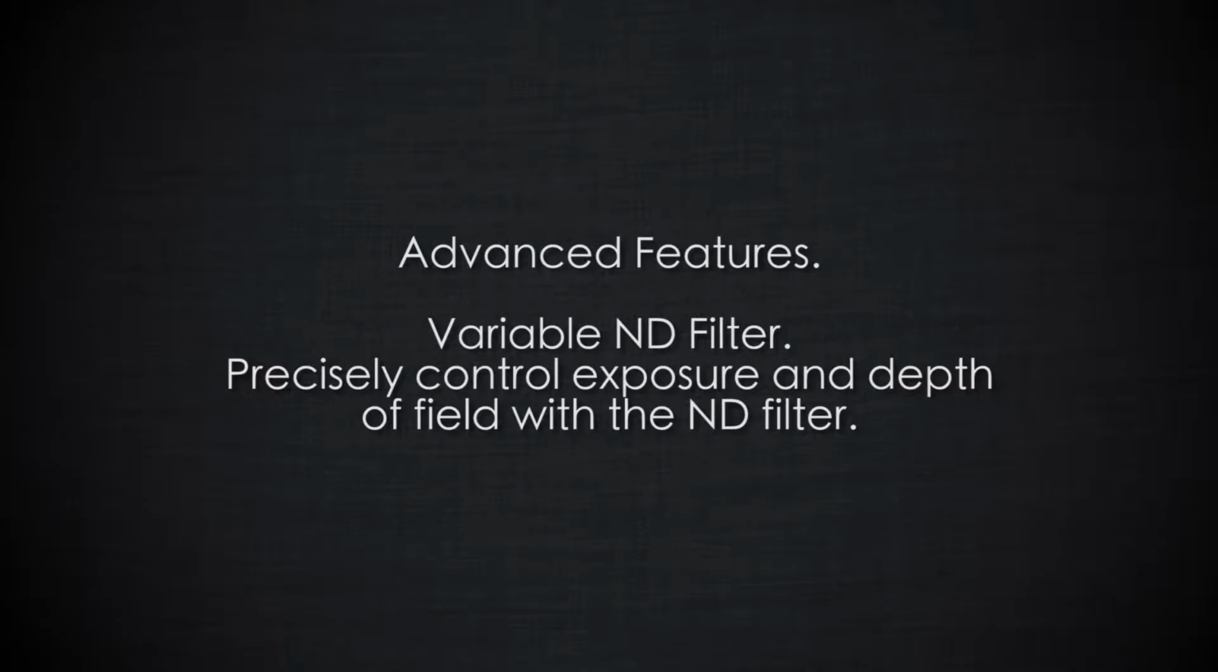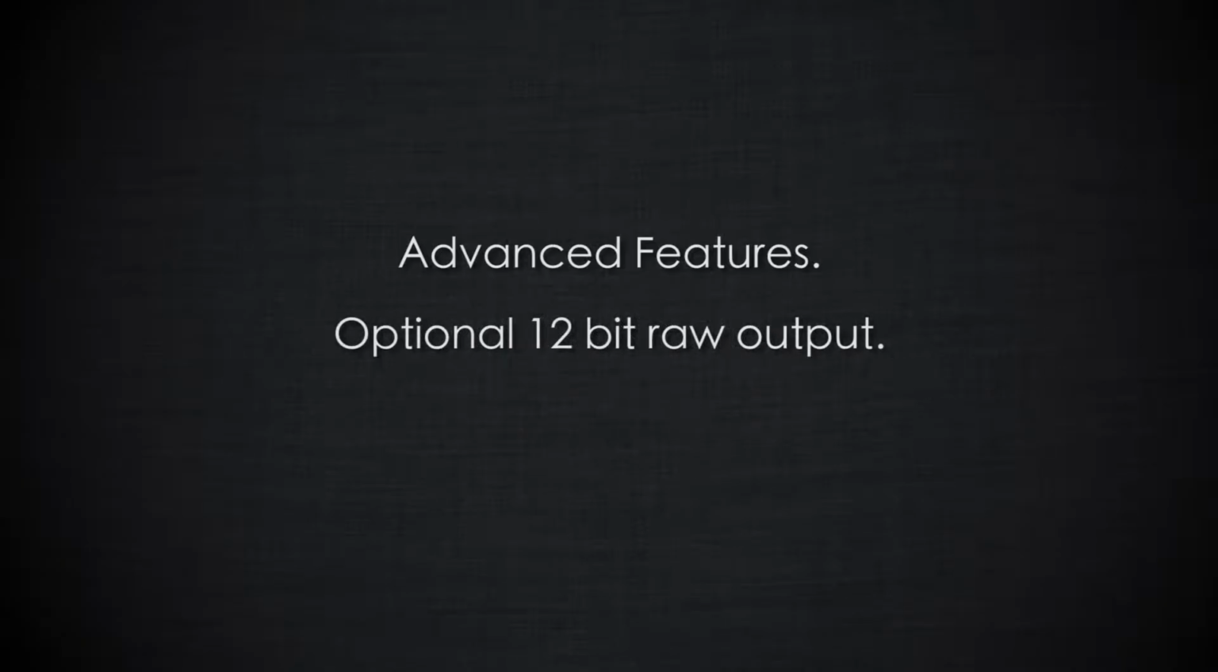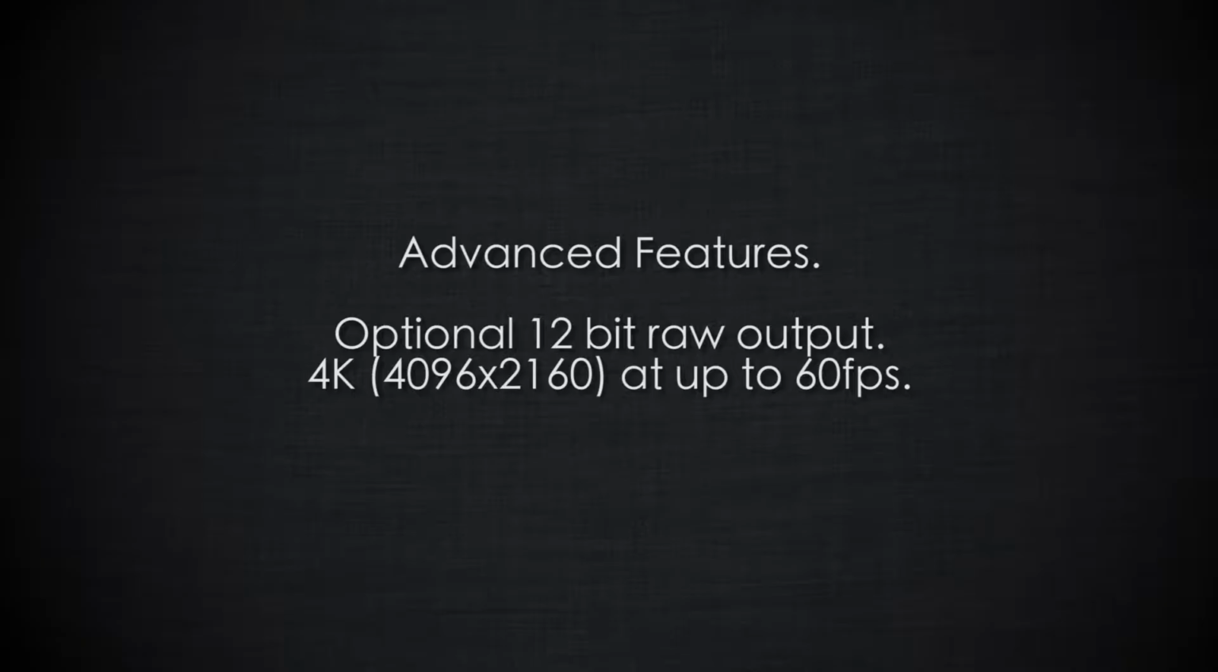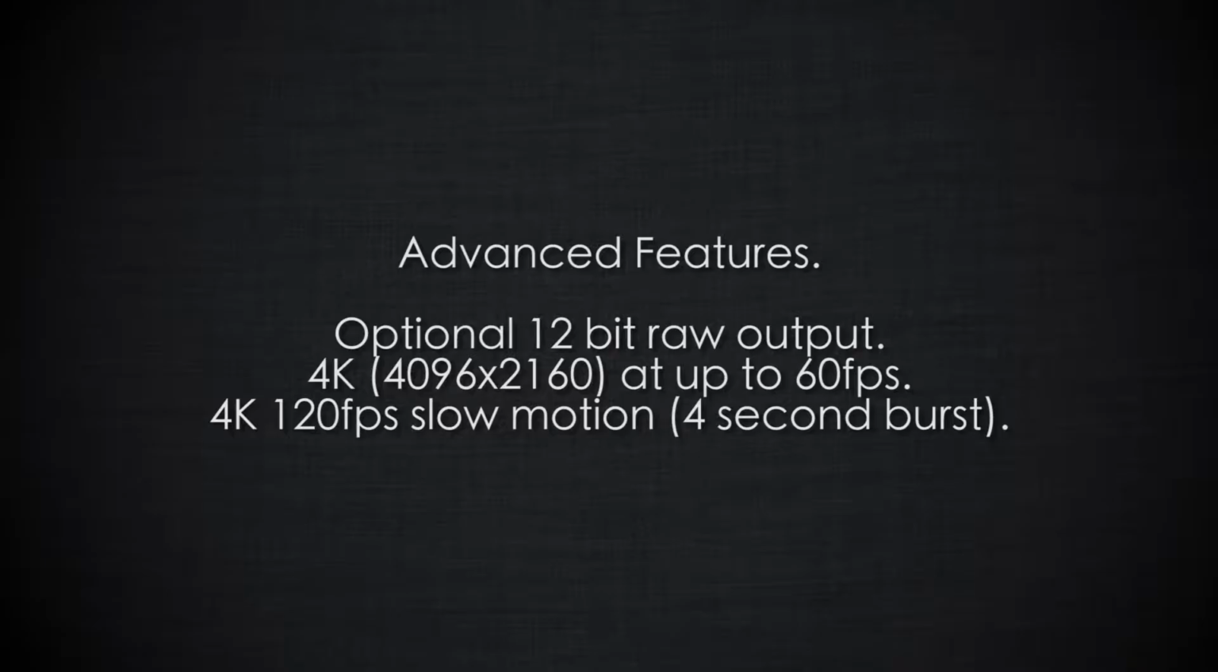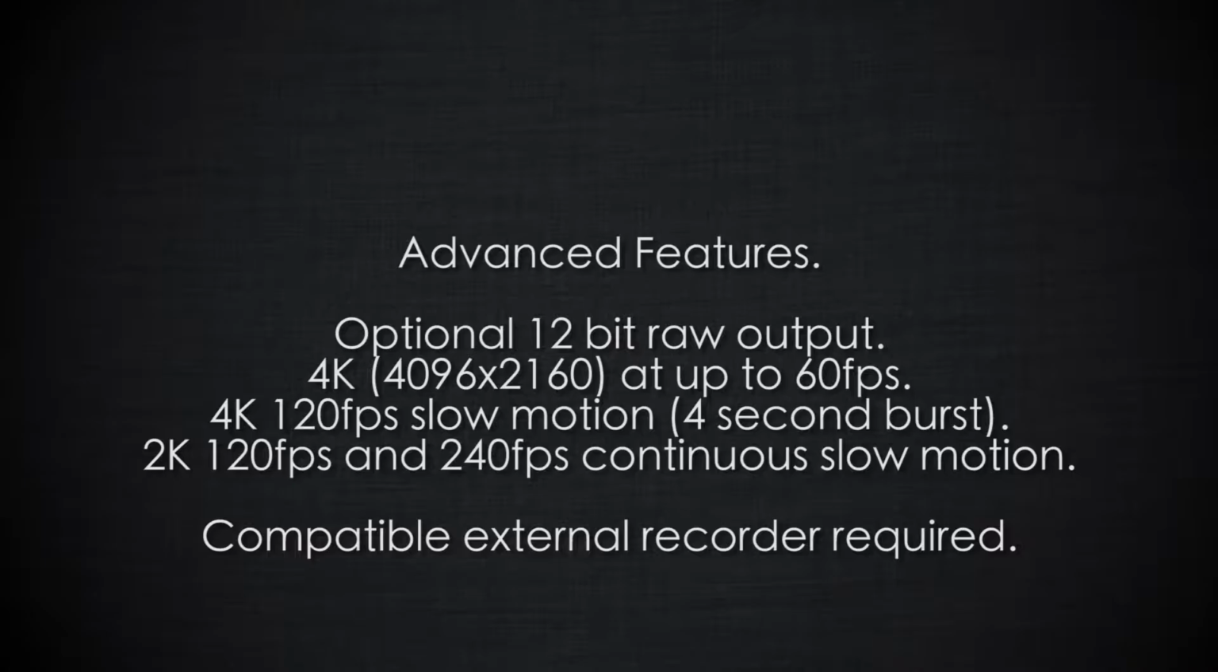With the addition of an optional firmware key, it's also possible to output 12-bit RAW to an external recorder. When enabled, the RAW output option makes it possible to output 4K at up to 60 frames per second, to output 120 frame per second 4K slow motion in 4-second bursts, and to output continuous 2K slow motion at 120 or 240 frames per second. To record the RAW output, you will need a compatible RAW recorder.